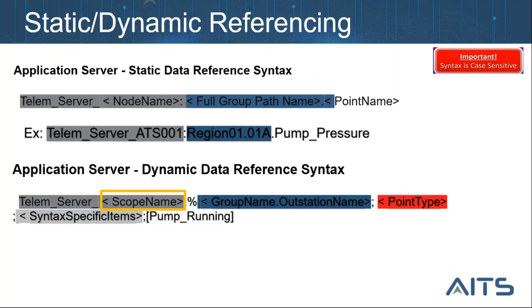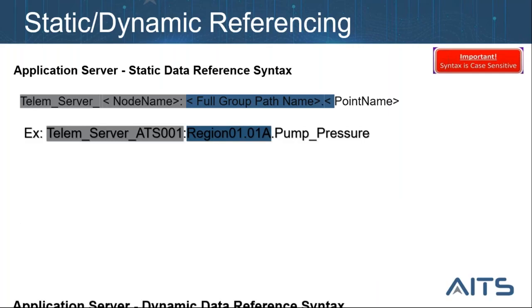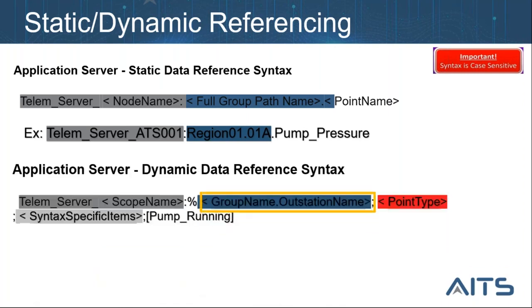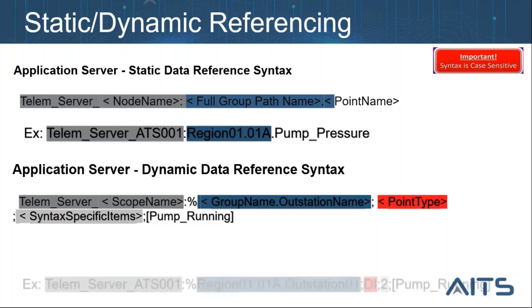Also, we should place the outstation name after the full path. After that, the point type is specified. For example, DI for digital input. The syntax specific items depend on the type of protocol used. For example, if DNP3 is used, this is the point number. Here it's 2, which is, for example, the address for the point.